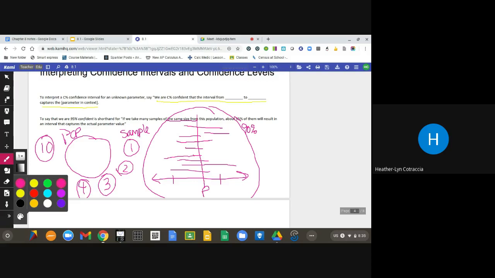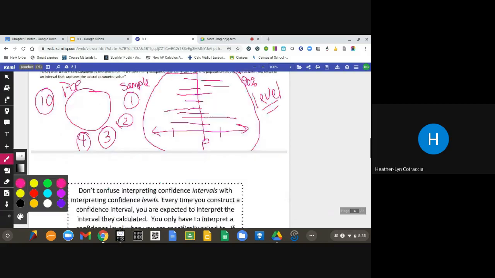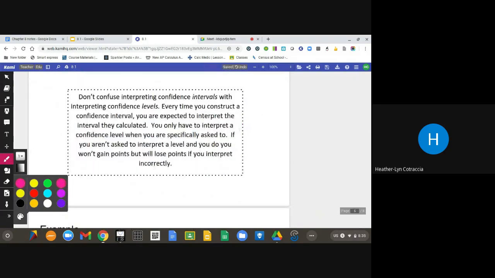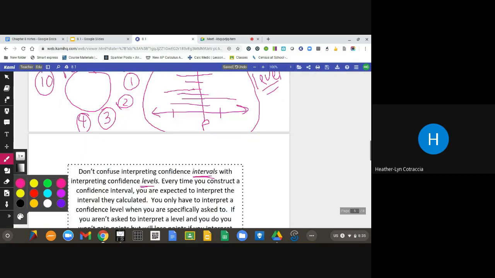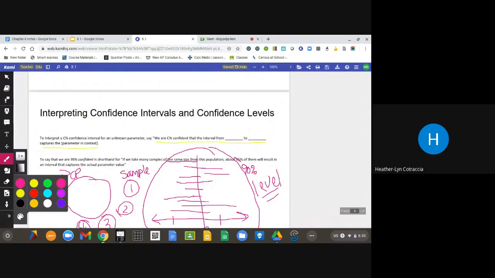Okay, so that's confidence level. Whenever I ask you to think about a level, look at that. Okay, I promise we're almost done. I don't want to take up too much more of your time. Really important, don't confuse intervals with levels. They are different. Again, you're going to use my words and what's highlighted there in the yellow.